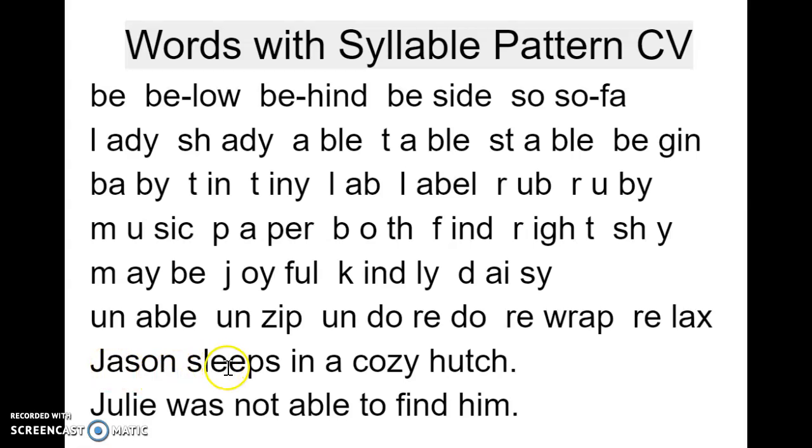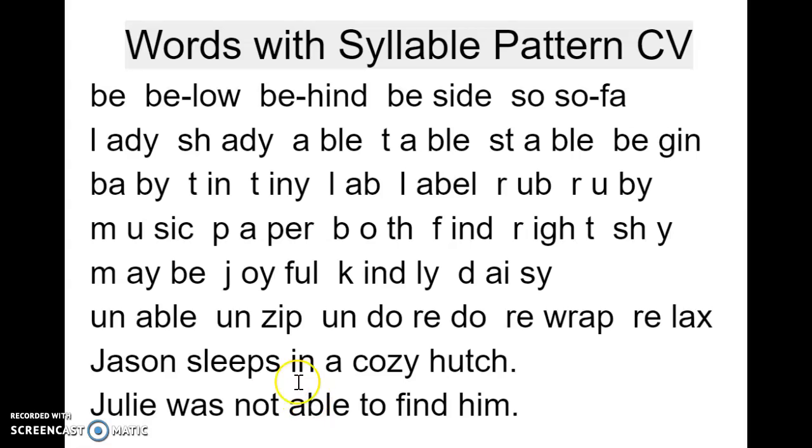Jason sleeps in a cozy hutch, period. Capital in the beginning, and marks at the end. Julie was not able to find him, period. Now, Julie was not able to find him.